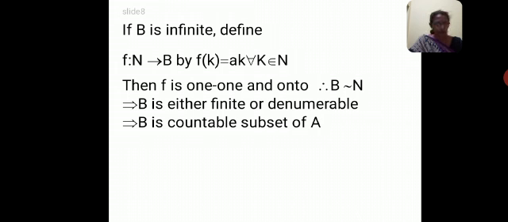Then f is one-one and onto. Therefore, B is equivalent to capital N. That implies B is denumerable. Therefore, we have B is either finite or denumerable. That implies B is a countable subset of A.